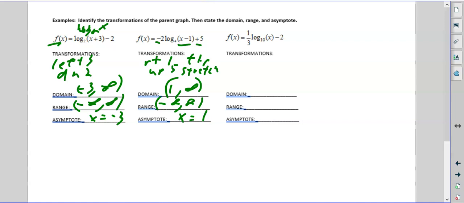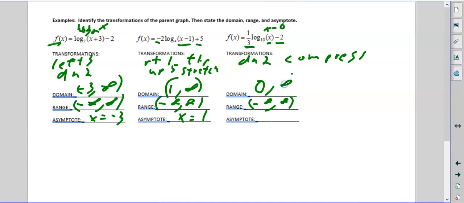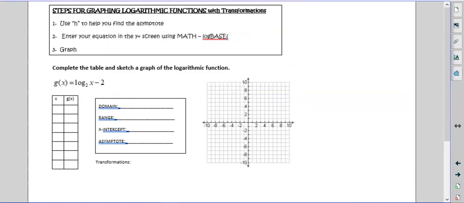All right, so here we go. Notice there is no left and right movement on this one. This negative 2 is going to move it down 2. The 1/3 is going to compress it. And that's all we got for transformations. So the range, again, does not change, negative to positive infinity. The domain is going to be 0 to positive infinity, because this is really just x minus 0. And then we're back to x equals 0 for our asymptote.